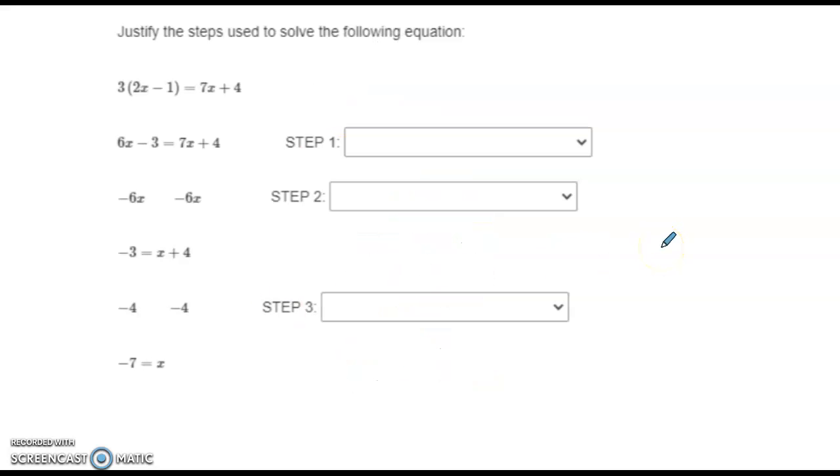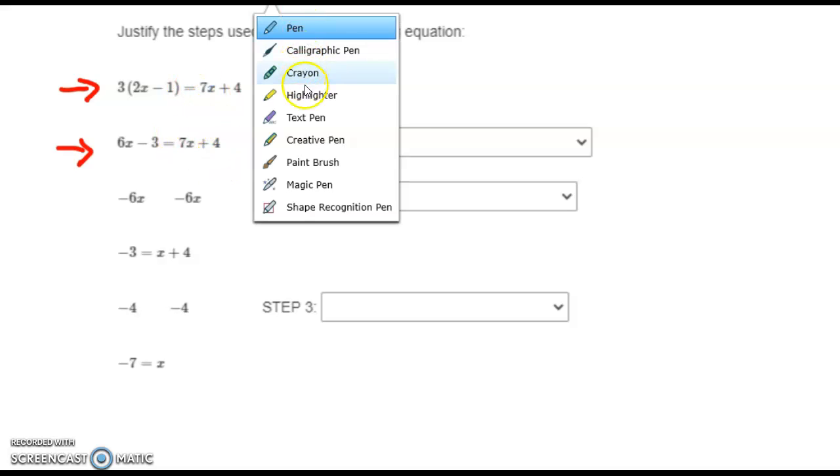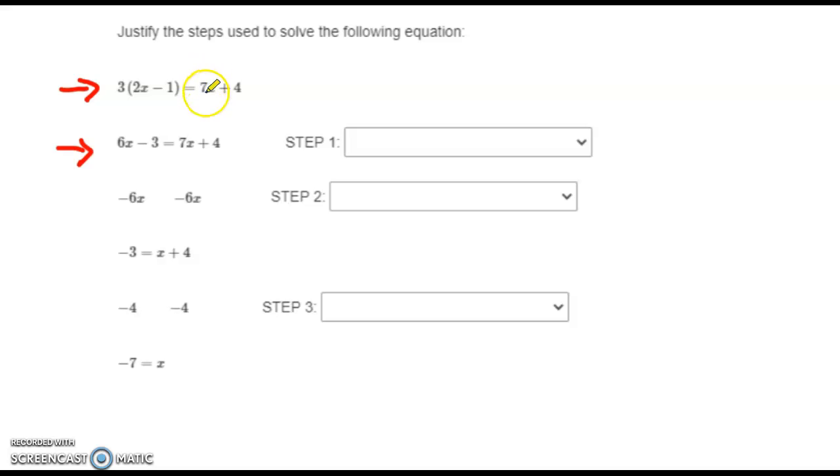It says justify the steps used to solve the following equation. All right, so let's look and see what they did. They started off right here. And then in that first step, they got to here. So I'm going to look and say, what's different about these two? I'm just going to go ahead and highlight everything that's the same. The 7x is the same. The plus 4 is the same. But this part is different.